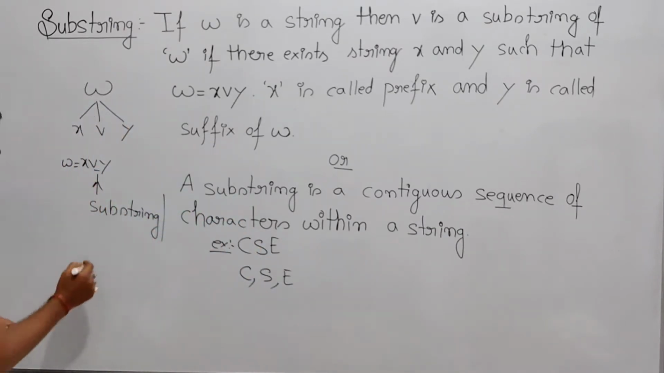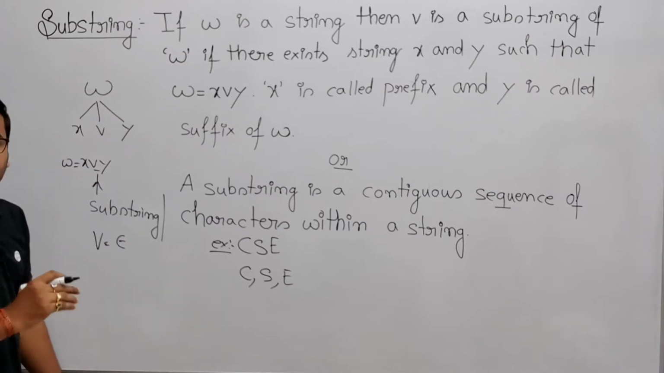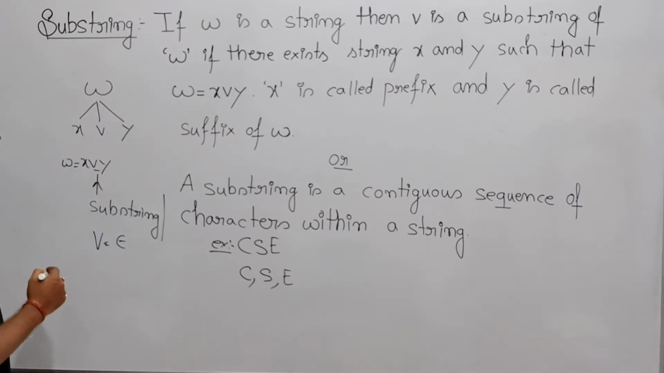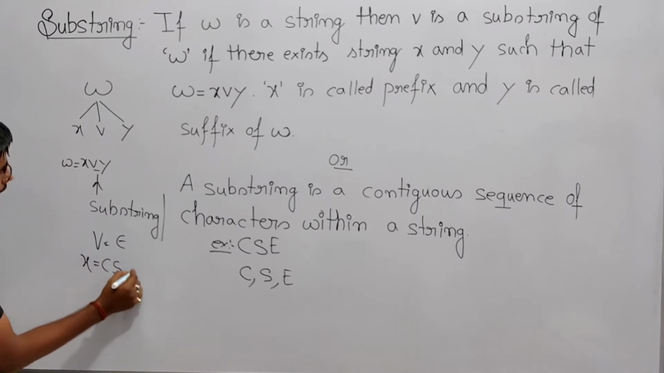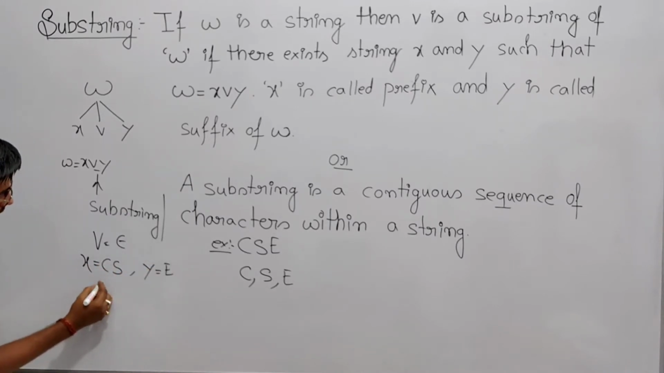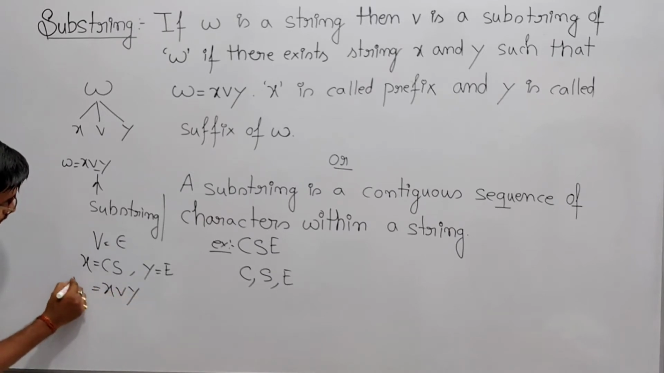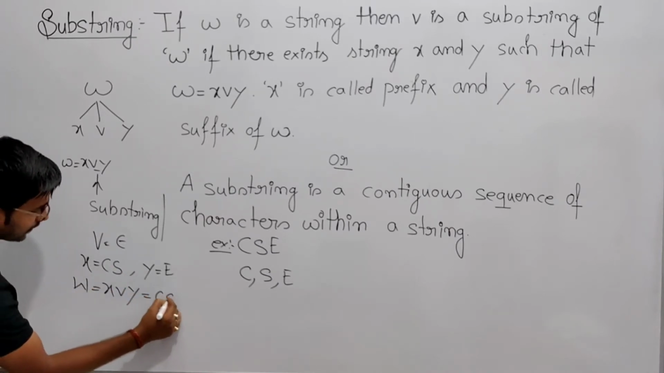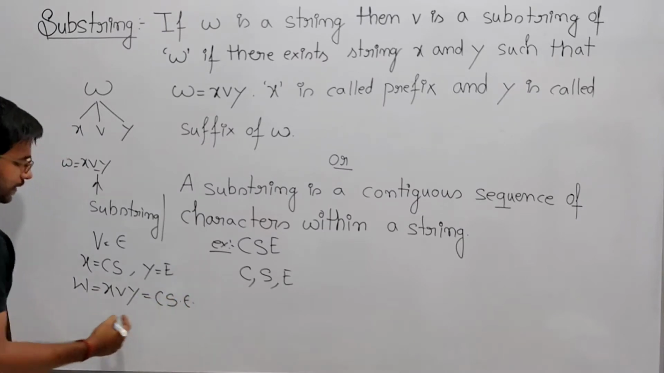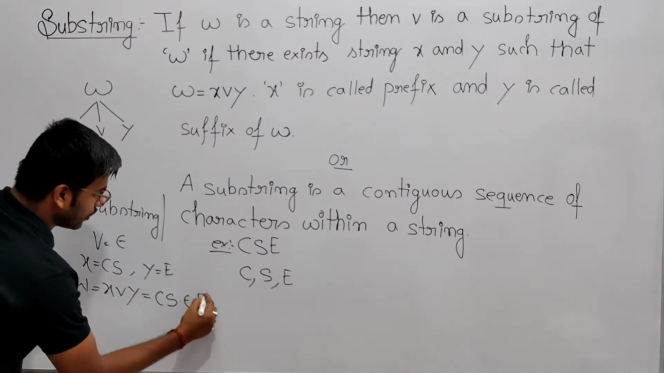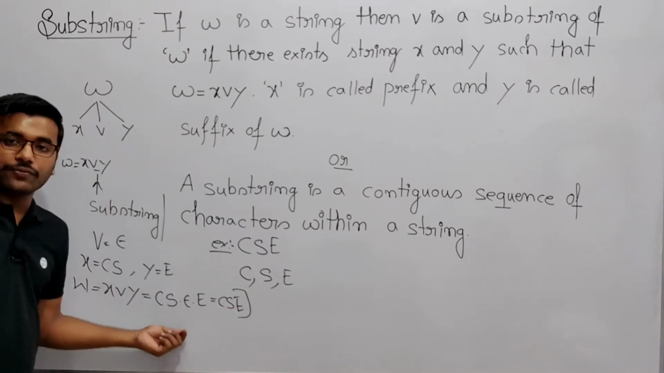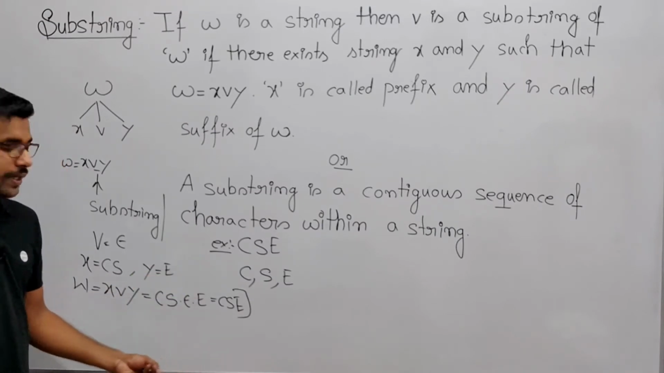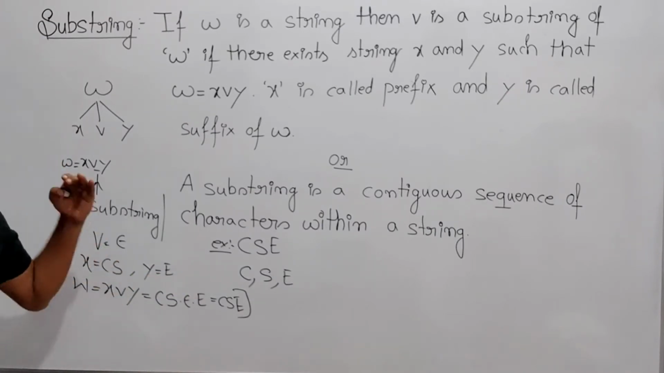How? If I assume V equal to epsilon, I am assuming that V is epsilon, that substring is epsilon. So what I can take as X, I can take C or CS, anything I can take. I am taking X as CS and Y as E. Now, if you write X, V, Y, you are going to get W. See, X is your CS, then V is your epsilon, then Y is your E. So you are going to get CSE. So you know that concatenation of anything with epsilon is going to give the same thing. Okay. So epsilon is also a substring of every string.